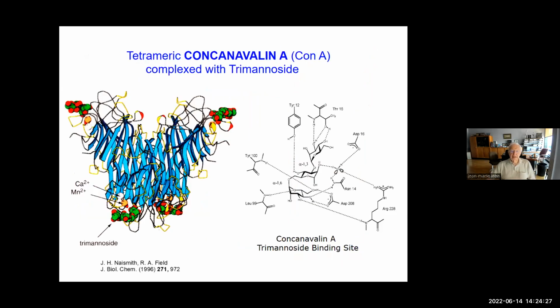Let's have a look at another case which is more complicated. Concanavalin A is a lectin. That means a protein which binds sugars, and this lectin has mannoses as sugars. Concanavalin has a binding site which can complex 3 mannoses. So what can we do?